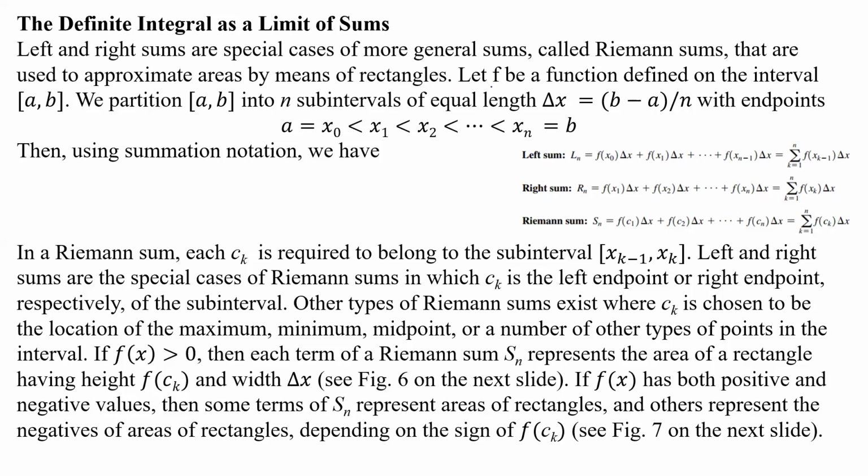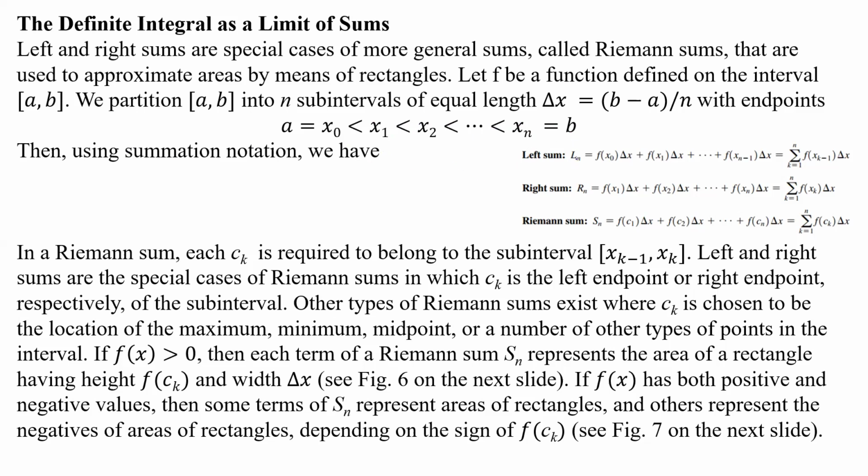So if we let f be a function defined on the closed interval a to b, then we partition a to b into n subintervals of equal length. So delta x is b minus a divided by n. Same thing we've been doing, with endpoints a equal to x0 less than x1 less than x2 less than and so on, less than xn equals b. Then using summation notation, we have the following.